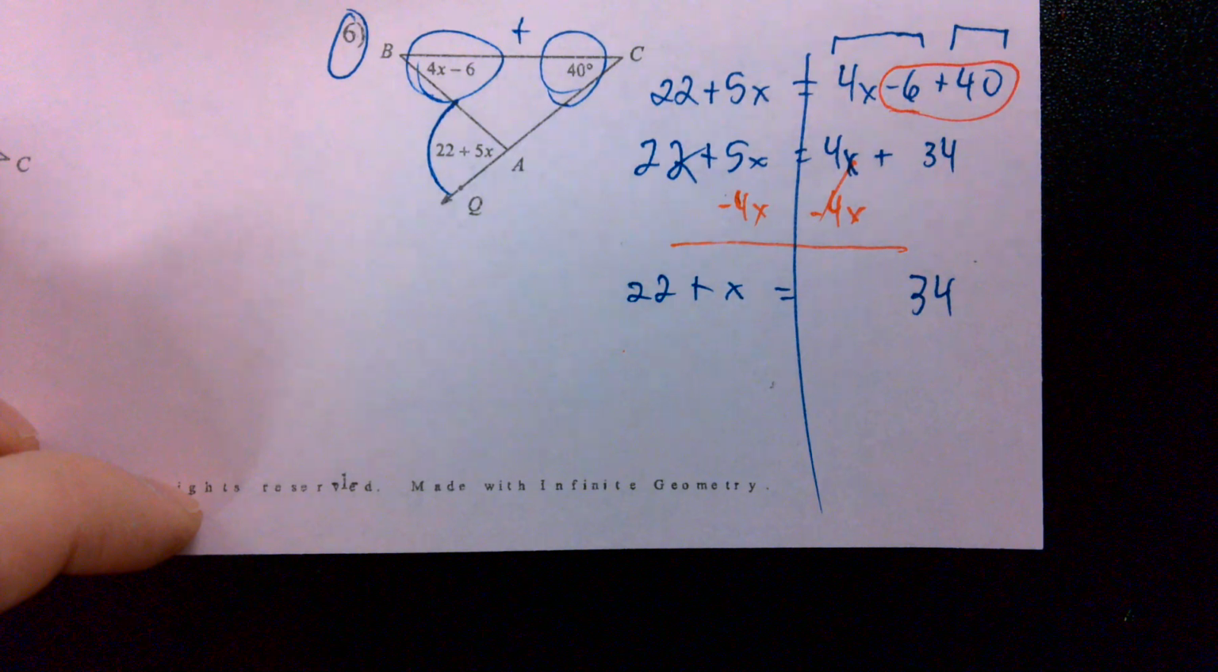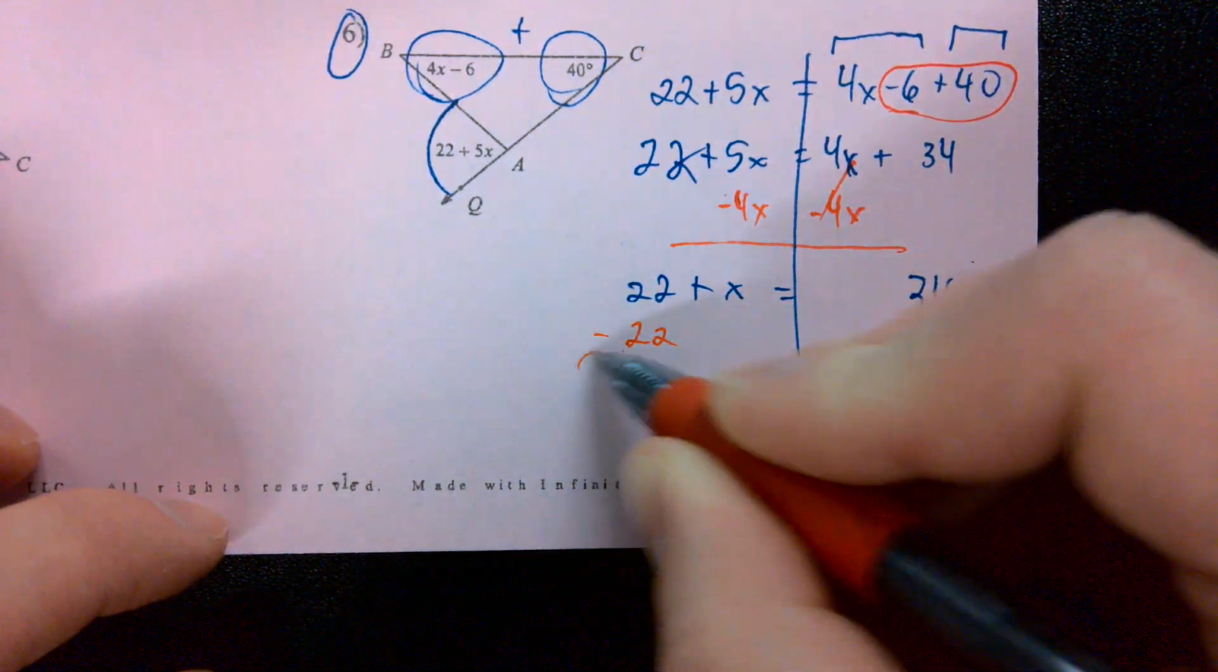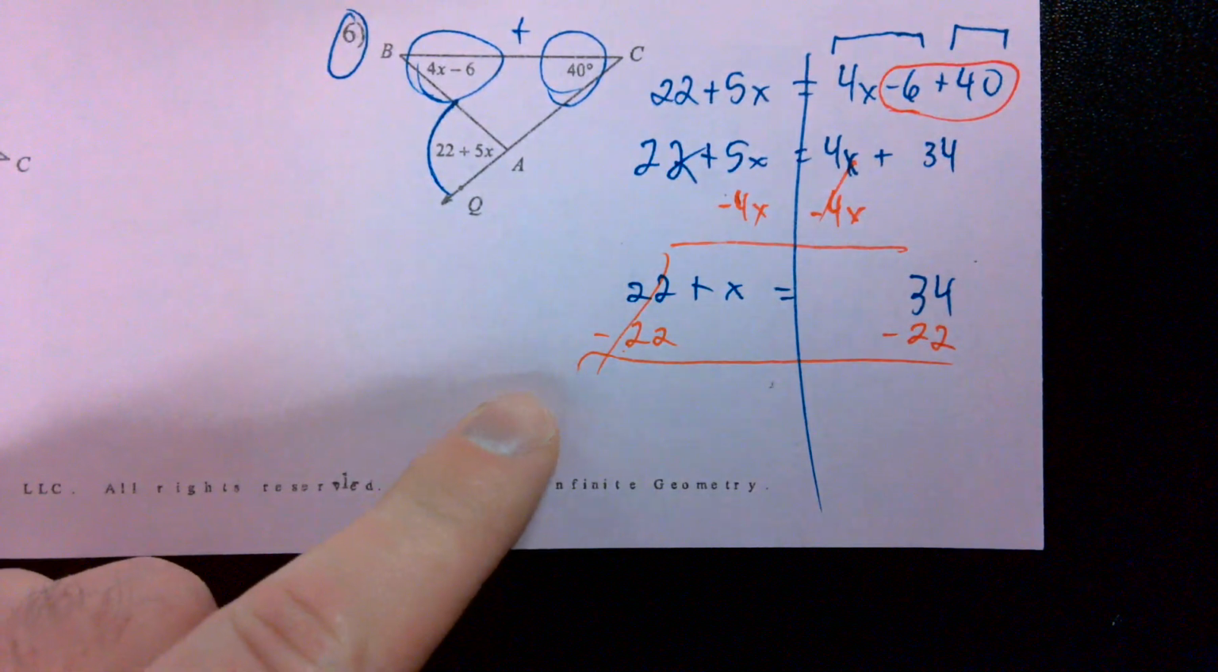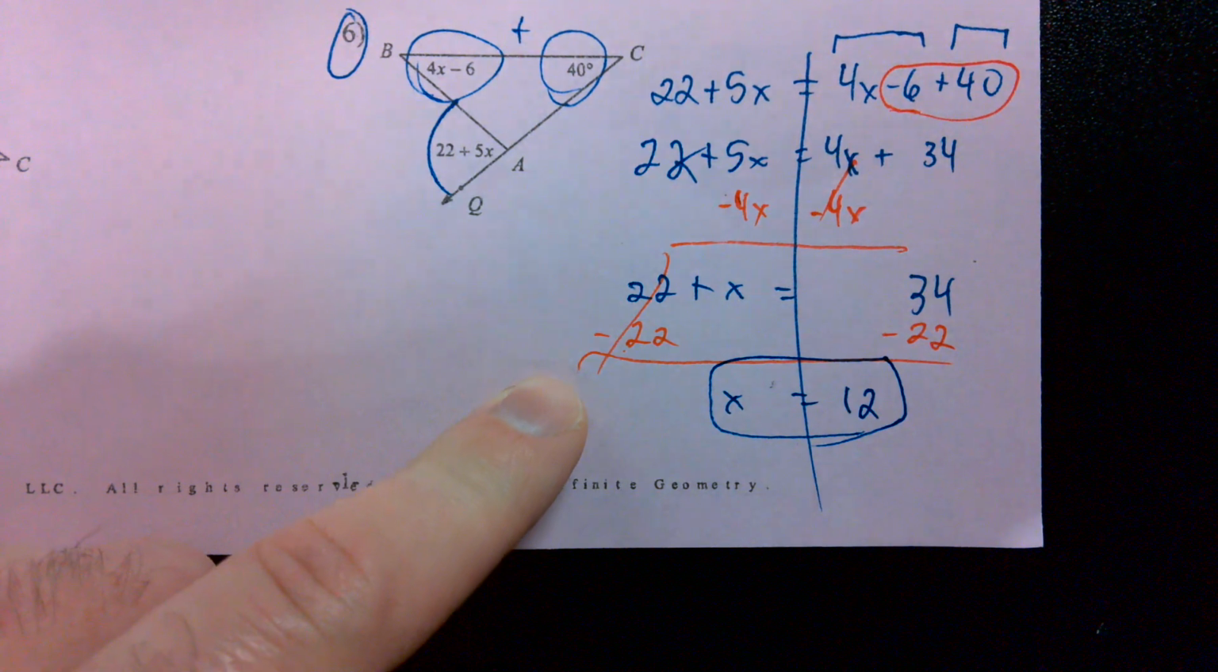What's the opposite of 22? Minus 22. The 22s cancel out, leaving me with x equals 12.